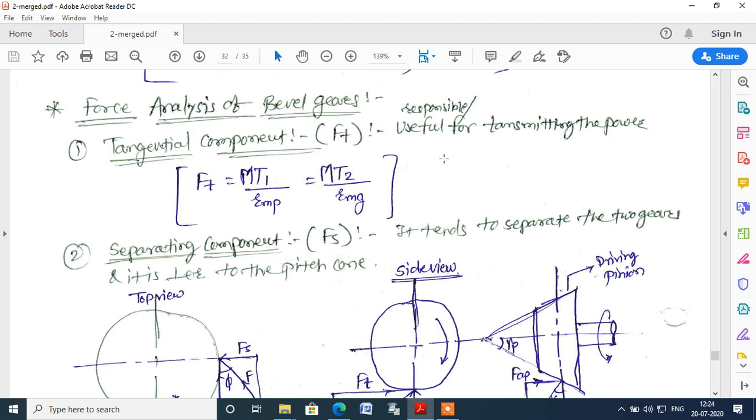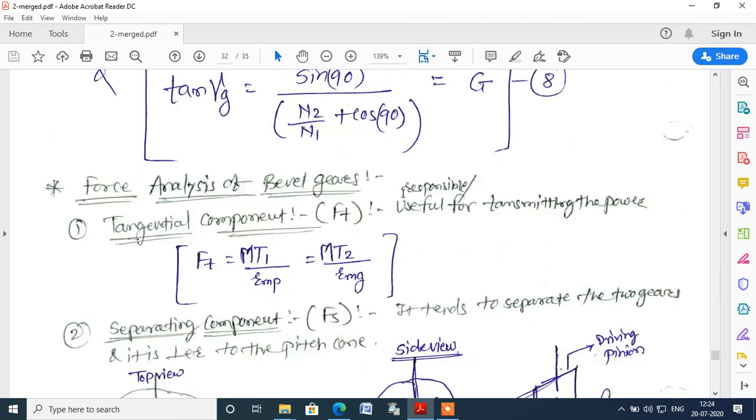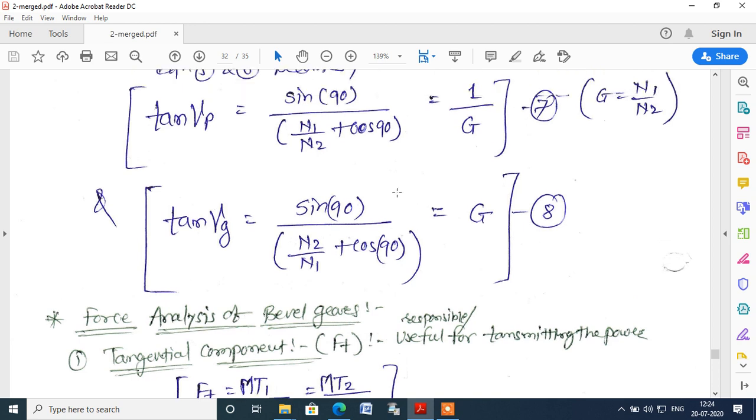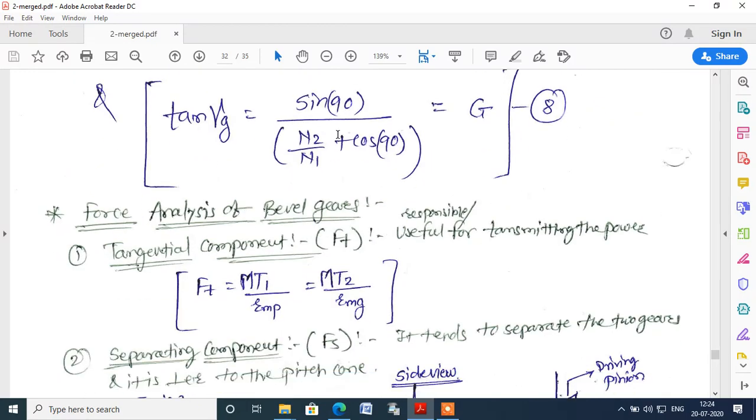So welcome to the next module, that is force analysis of bevel gears. In the last class we have seen the pitch cone angle, how to find it by using the formula. So we got this formula: tan gamma p is nothing but 1 upon G, and tan gamma g is equal to G, when shaft angle theta is 90 degrees.